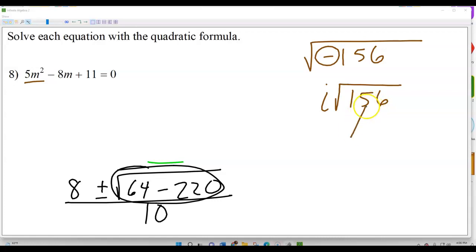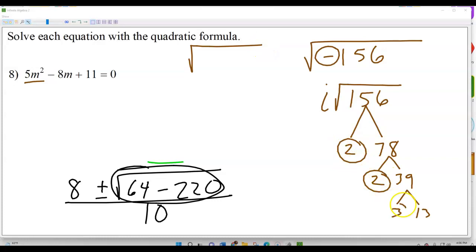Now the next thing we do is start breaking it up. I know that 156 can be divided by 2. If we divide that by 2, we get 78. And it turns out that 78 can also be divided by 2. If you divide 78 by 2, you get, let me work it out real quick here, 39. And then 39 can be split up into 3 and 13. And so what we have as a result is the square root of 2, 2, 3, and 13.